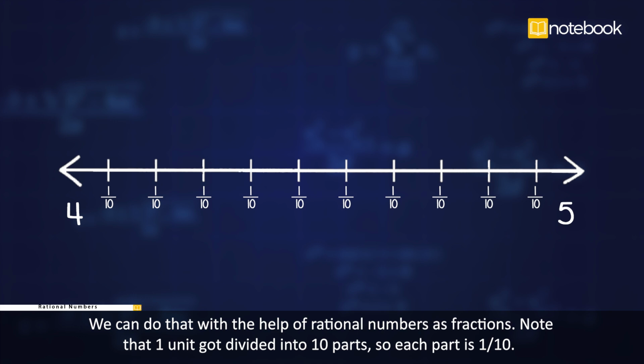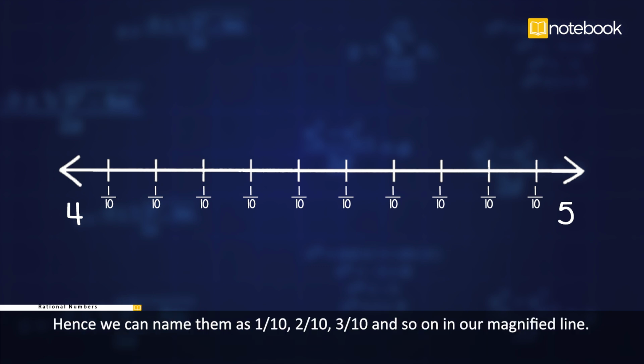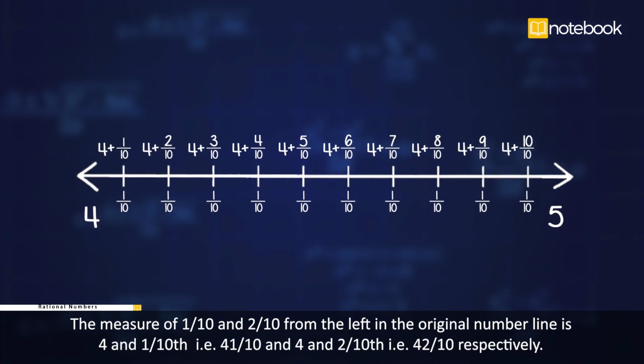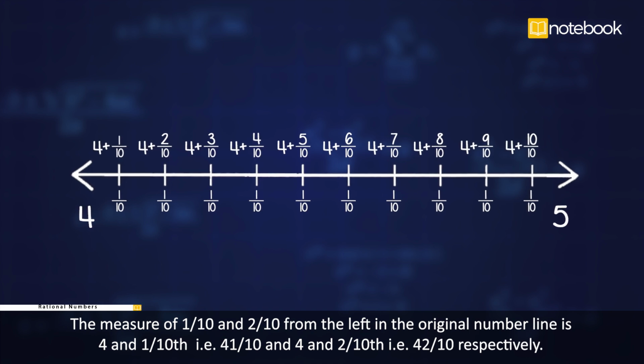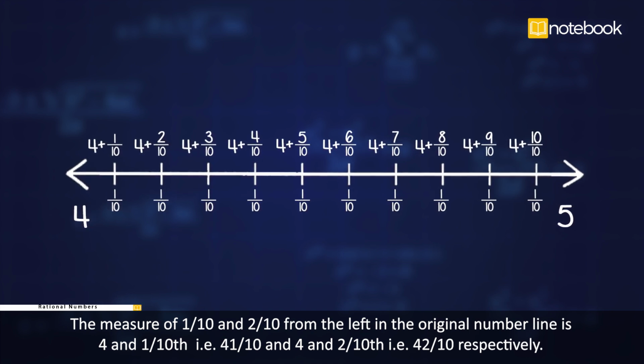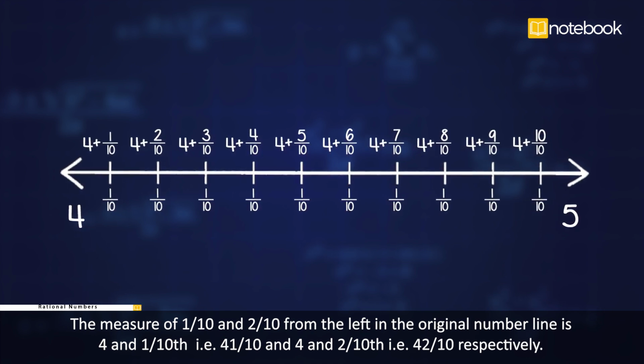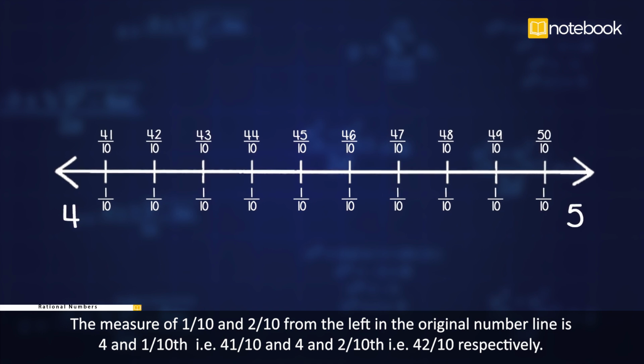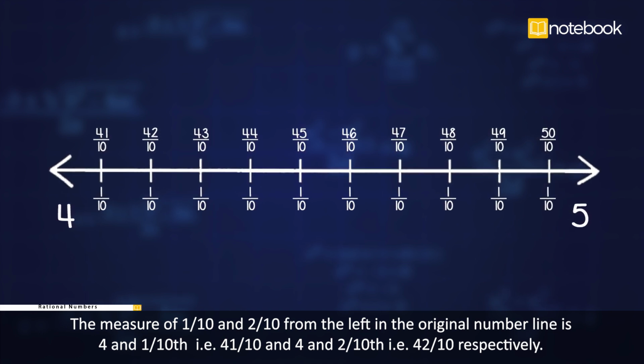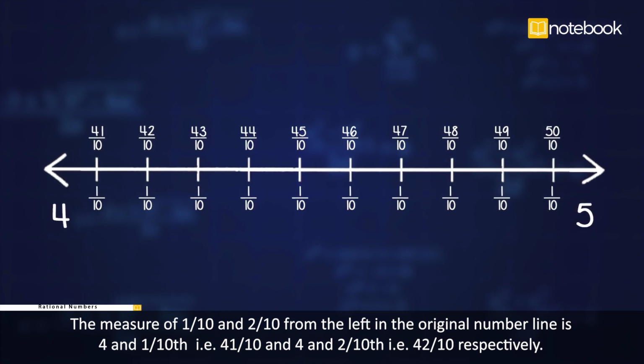Note that one unit got divided into 10 parts, so each part is 1 by 10. Hence, we can name them as 1 by 10, 2 by 10, 3 by 10, and so on in our magnified line. The measure of 1 by 10 and 2 by 10 from the left in the original number line is 4 and 1/10, that is 41 by 10, and 4 and 2/10, that is 42 by 10 respectively.